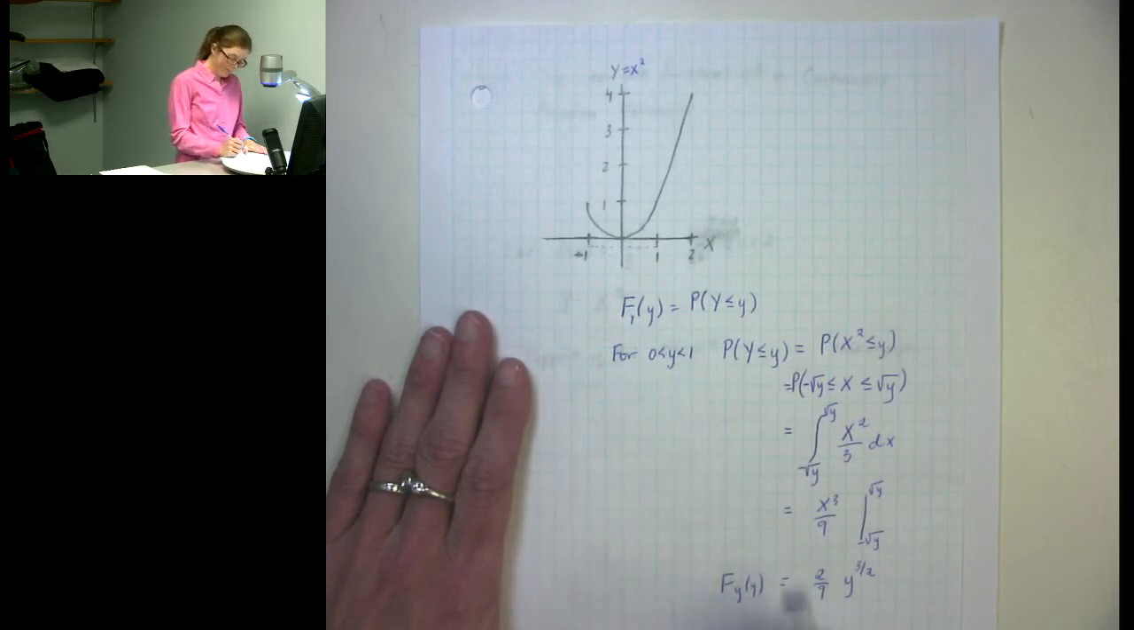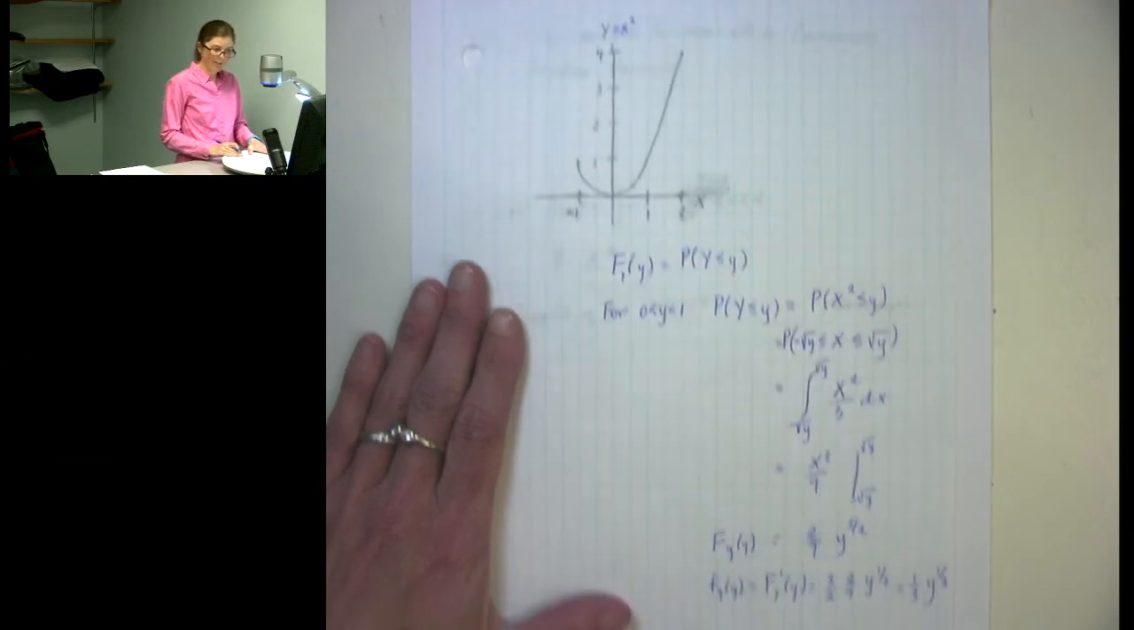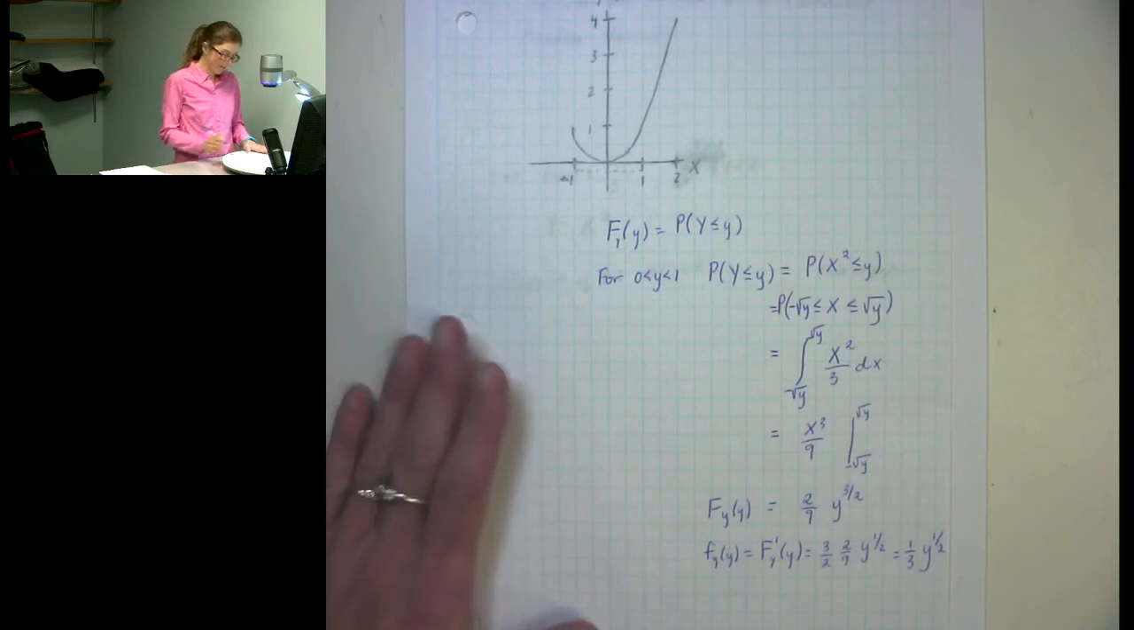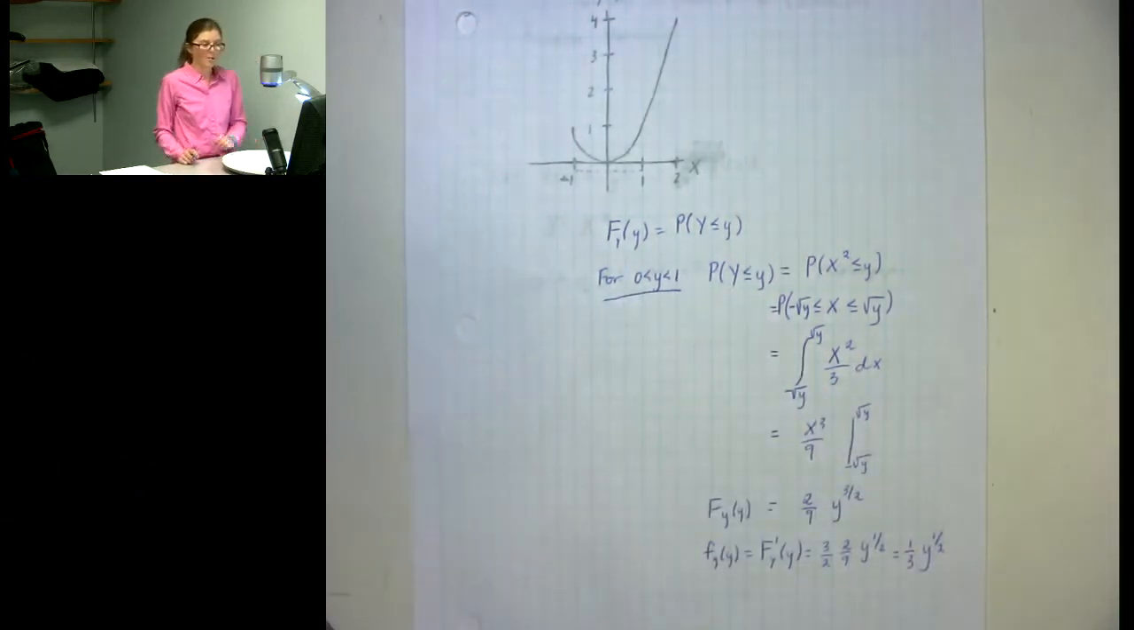If I want to find my probability density function, I'm going to take the first derivative of that cumulative distribution function. So this is going to give me 3/2 times 2/9 times y to the 1/2, which gives me 1/3 y to the 1/2 power. Okay, so this is for y between 0 and 1.